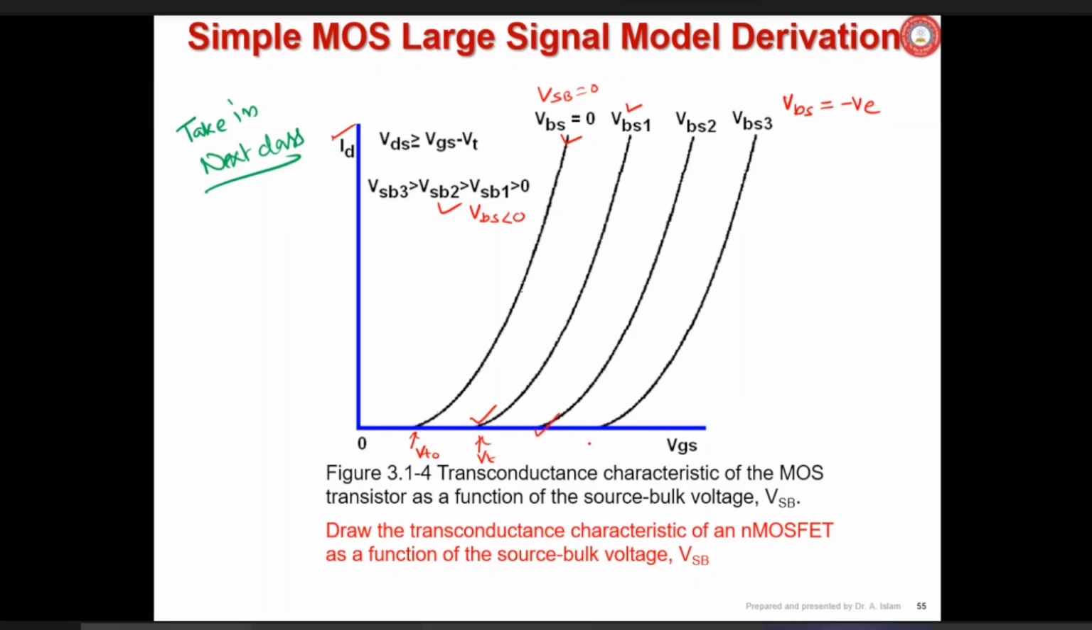So you see how threshold voltage is increasing. Here is further VSB3 greater than VSB2 greater than VSB1 greater than 0, means the more negative, it is more negative. The most negative is VSB3, then this one, then this one. Okay, so this is the significance of this. Threshold voltage increases if VBS becomes more negative.